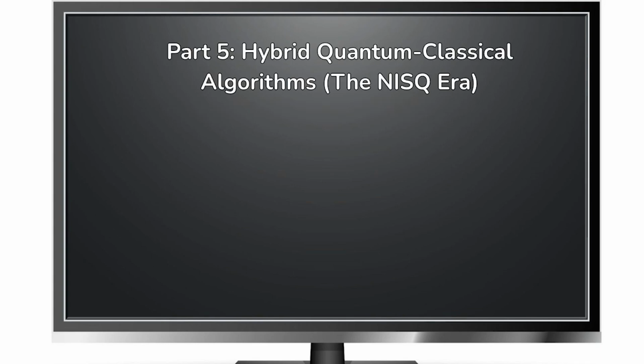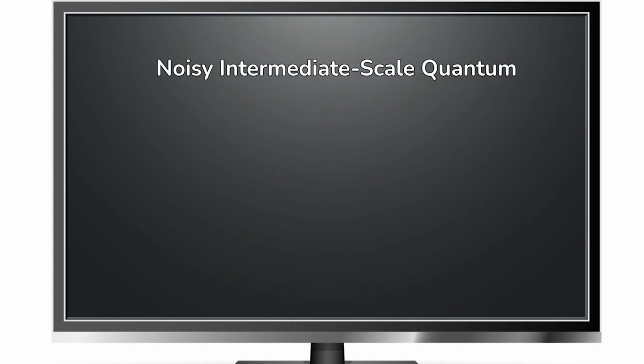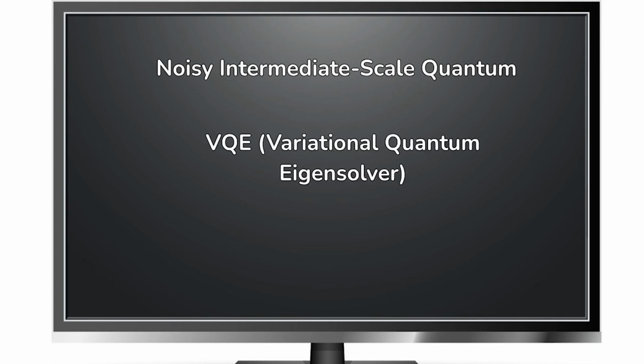Here's an important reality check. Today's quantum computers are still small, noisy, and imperfect. We call this the NISQ era. Noisy intermediate scale quantum. That means we can't run large quantum programs yet. But we can do something clever. Split the work. In a hybrid algorithm, the quantum computer does what it's good at, manipulating complex quantum states, and the classical computer does everything else. Optimization, iteration, control.